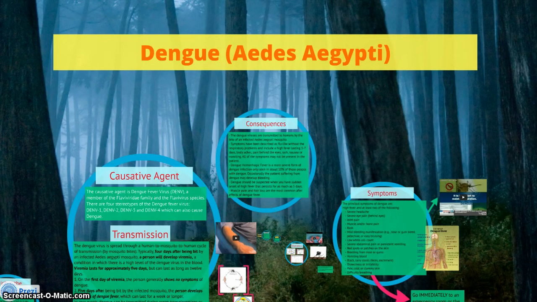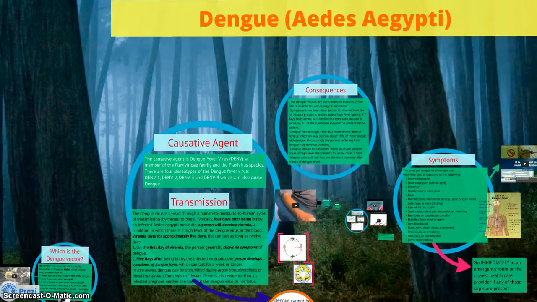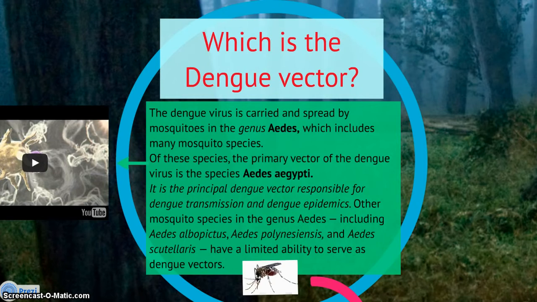Dengue, Aedes aegypti, which is the dengue vector. The dengue virus is carried and spread by mosquitoes in the genus Aedes, which includes many mosquito species. Of these species, the primary vector of the dengue virus is the species Aedes aegypti. It is the principal dengue vector responsible for dengue transmission and dengue epidemics.